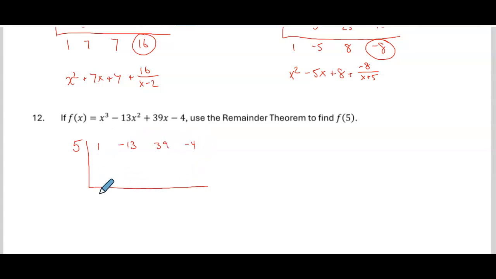So let's do this quickly. Bring down the 1, multiply the 5, add, multiply, add, and multiply. And then add one last time. This number at the end is what we're looking for. So f of 5 equals negative 9. All right, and that's it for pages 1 and 2.